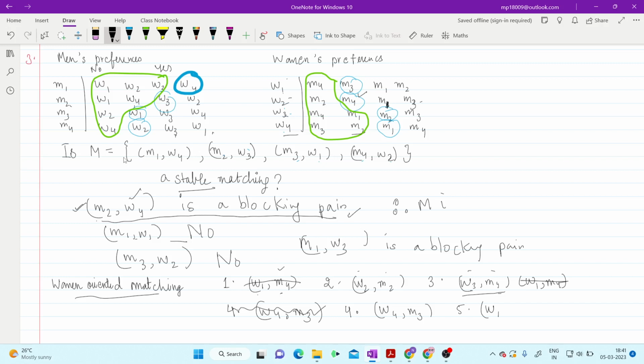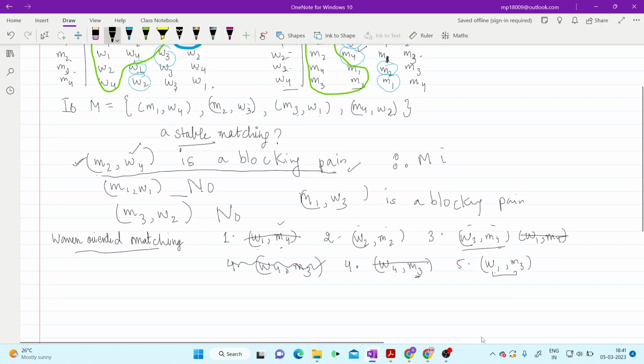W1 has already approached M4. So we go to the next preference, M3, W1M3. But M3 has already been assigned. So we look at the men's list, and we see M3 prefers W1 over W4. So we can add W1M3, and we have to cut W4M3.